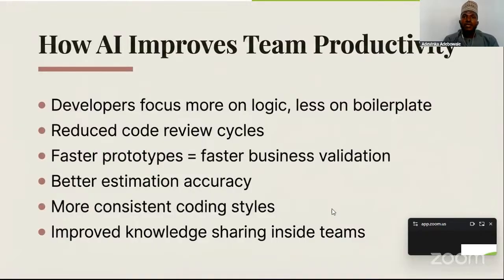Then in terms of styling as well, AI helps to maintain consistency. In a code base that is not even consistent, AI can help you to make necessary adjustments to the standards so you can have a consistent coding style. Improve knowledge sharing inside the team. Yes, this is very important.